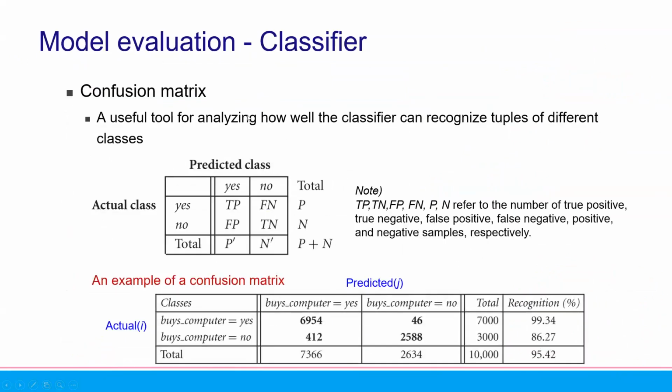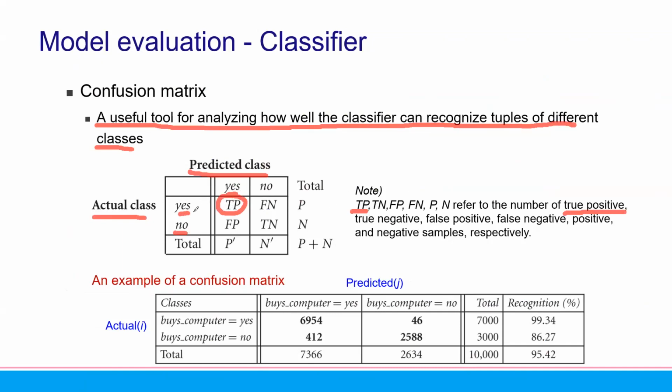The confusion matrix here is a useful tool for analyzing how well the classifier can recognize tuples of different classes. So the actual class, this is yes and no. I would like to know what is the result of the predicate. If the predicate is yes and the actual is yes, we call it TP. What is TP? TP means true positive.